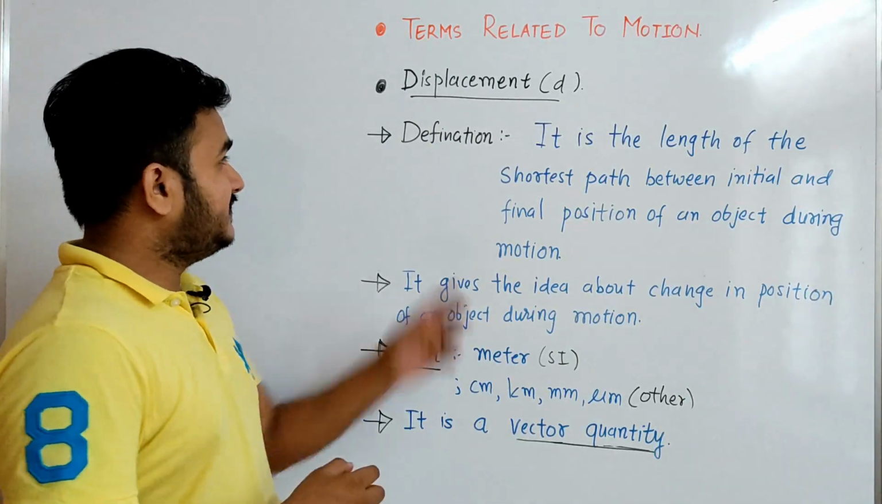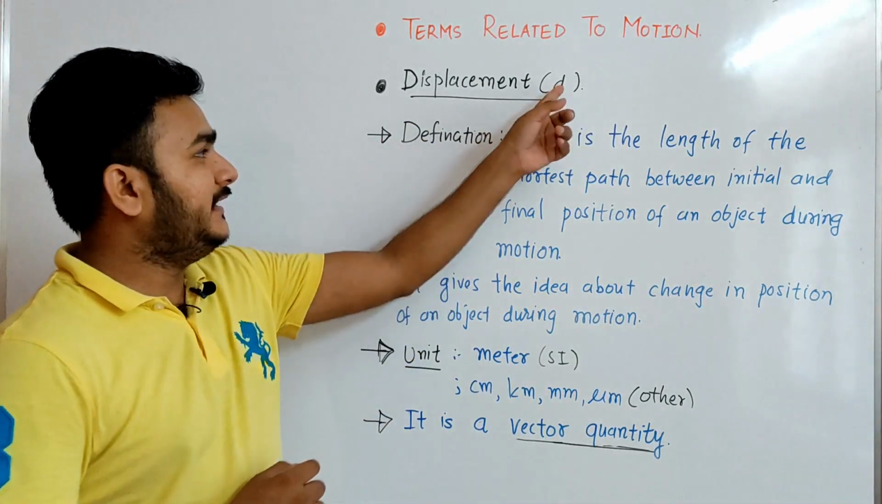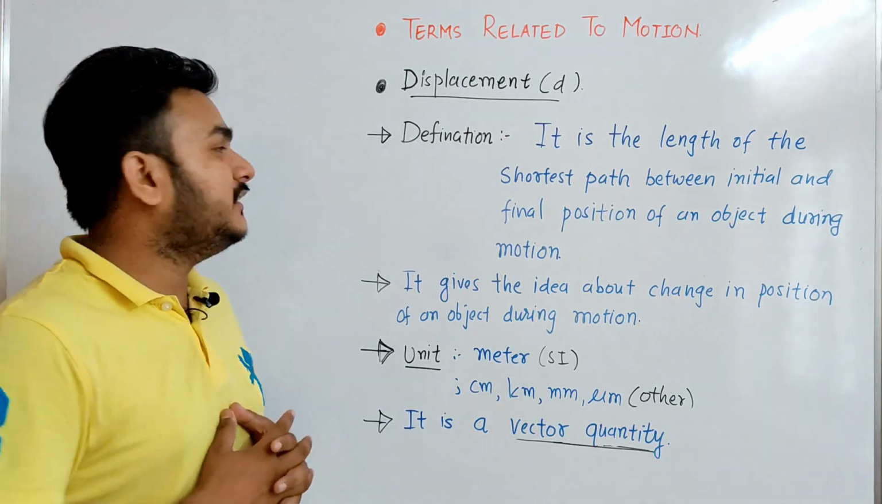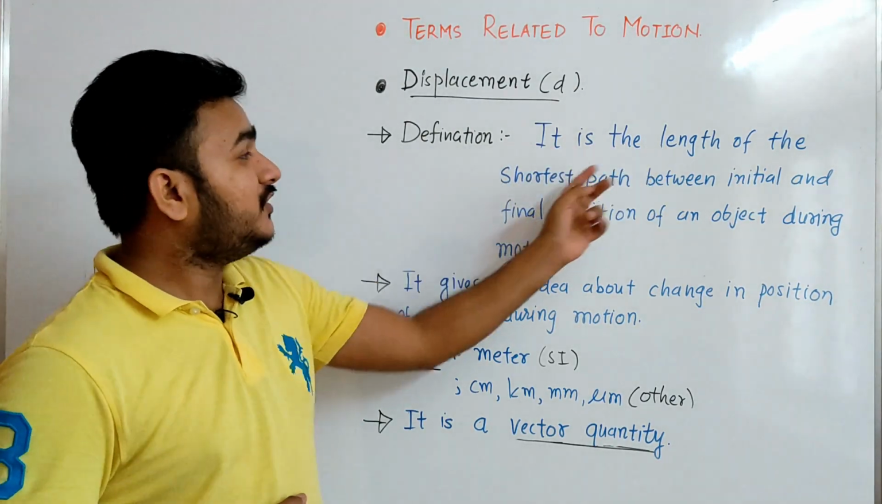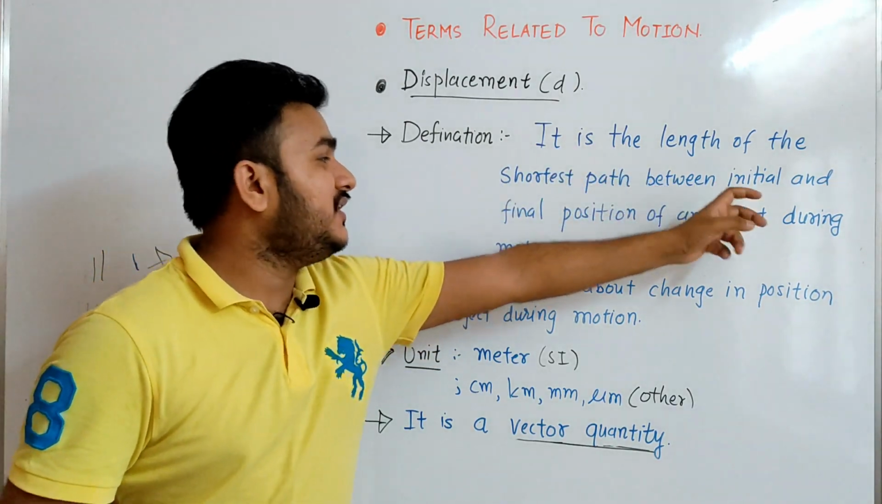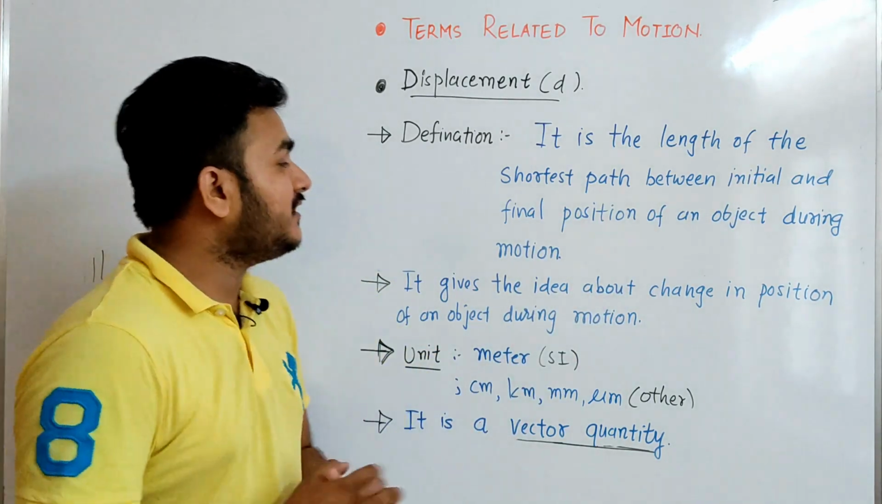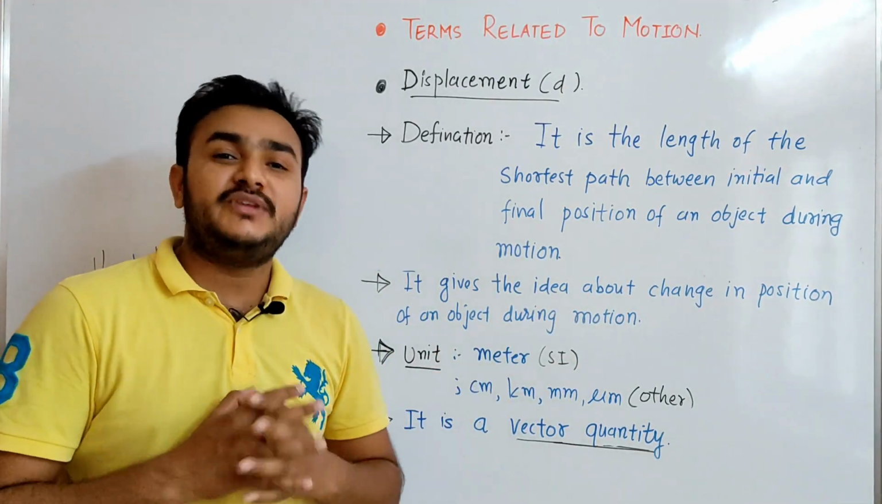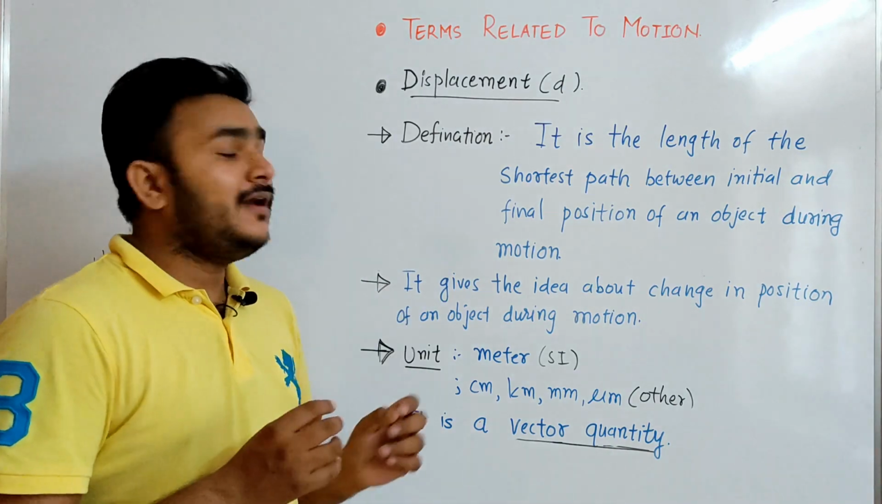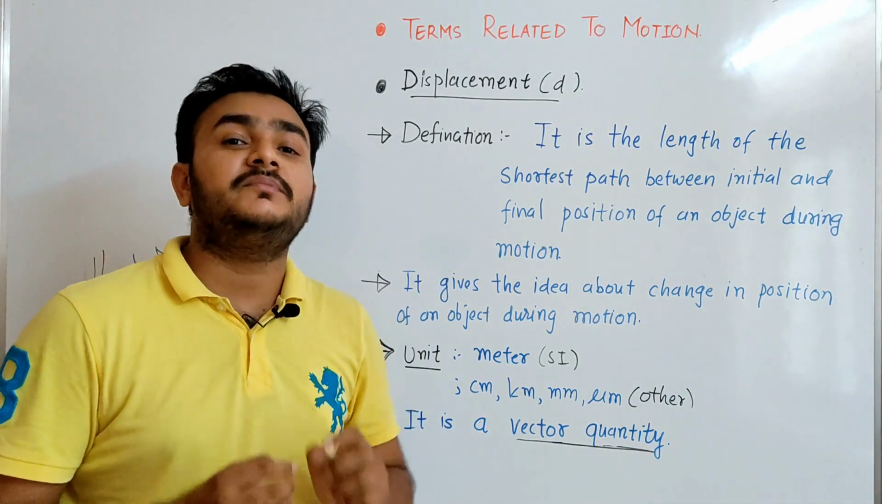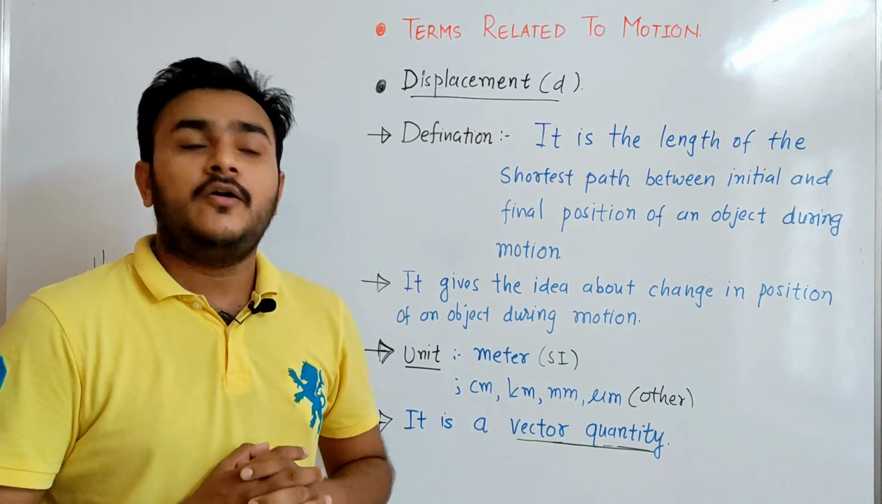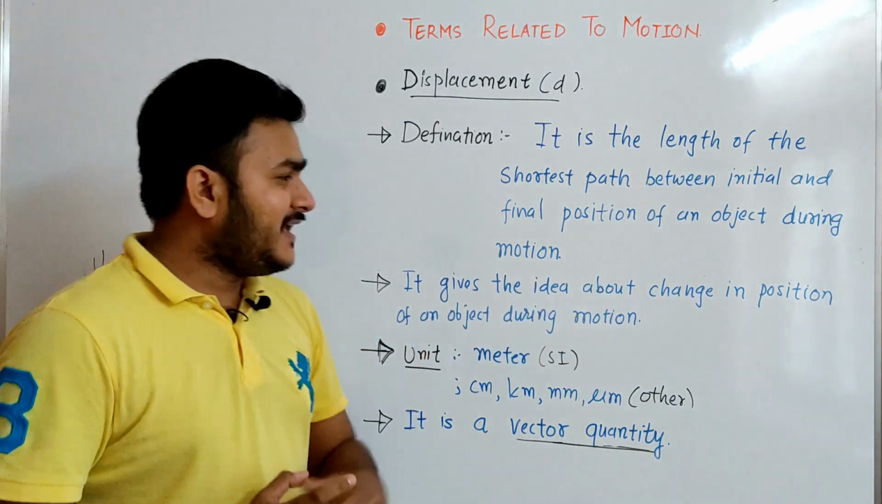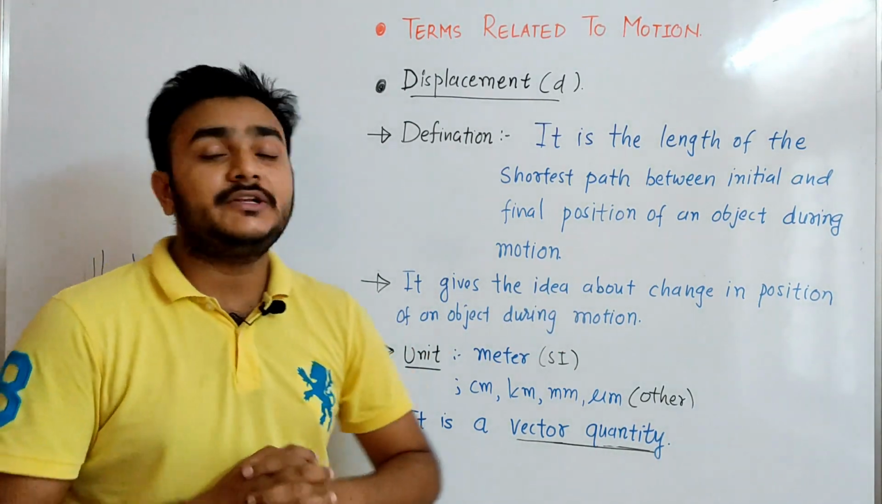Okay, so the next point is the displacement. It is denoted by the letter D. What is the definition of the displacement? It is the length of the shortest path between initial and final position of an object during motion. So when an object is in motion, then we have to measure the shortest path between initial and final position of an object. It gives the idea about change in position of an object during motion.